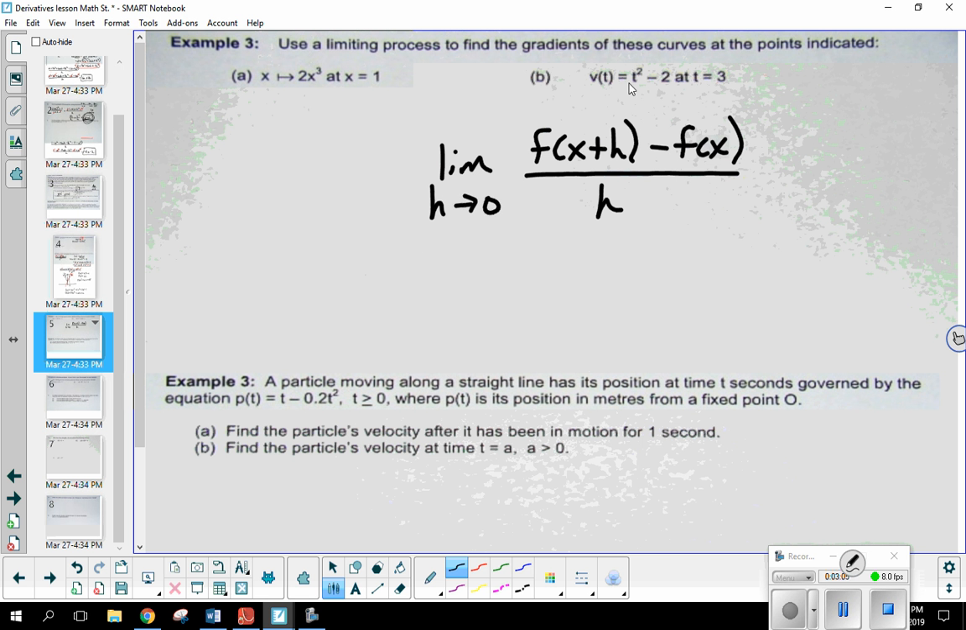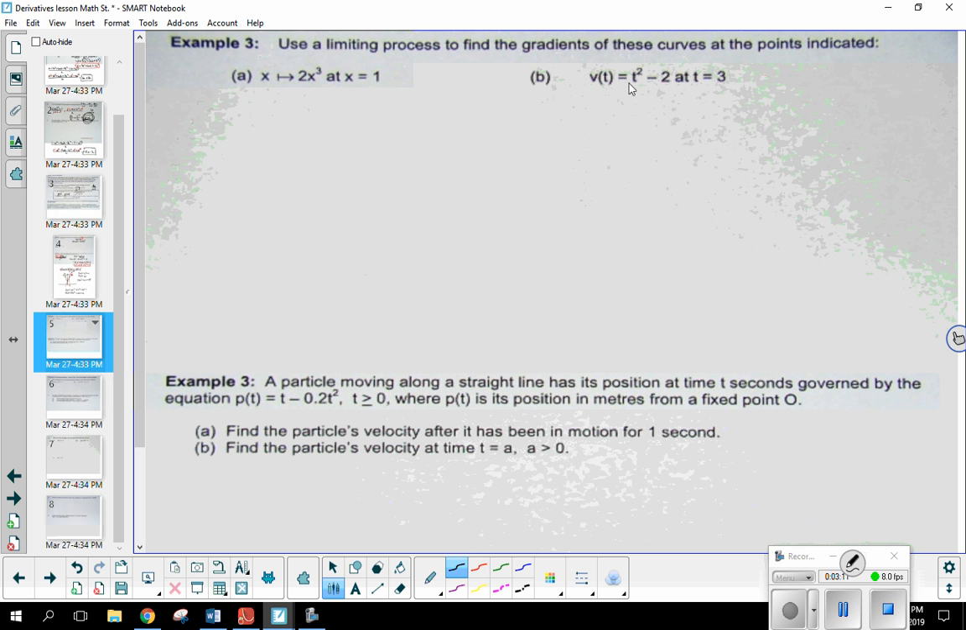Okay. So why don't we get right back to it? We did B, but I don't believe we did A. Is that right? No. Okay. So x is going to be placed in the function 2x cubed, and we want to evaluate it at x equals 1. Okay, so at x equals 1, we want to know the slope of the tangent line right there. Okay. So we want this, f of x plus h minus f of x all over h. We want to apply this formula to this function right here.